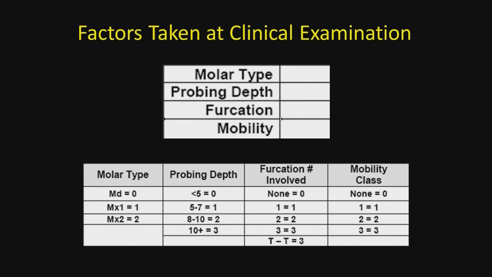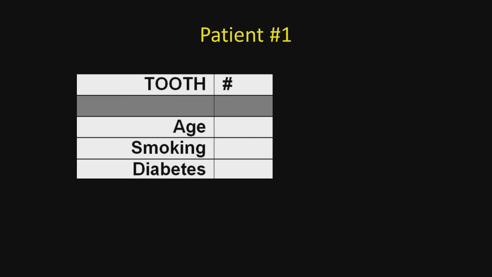Mobility, as you will see on the in-depth video, was based on our clinical impression. 1 mobility means that I'm aware that the tooth is mobile, but I don't think it's impacting mobility. 2 degree means I'm concerned about mobility. And 3 is I'm really concerned and the tooth is possibly a hopeless tooth. So now let's score 3 different patients.